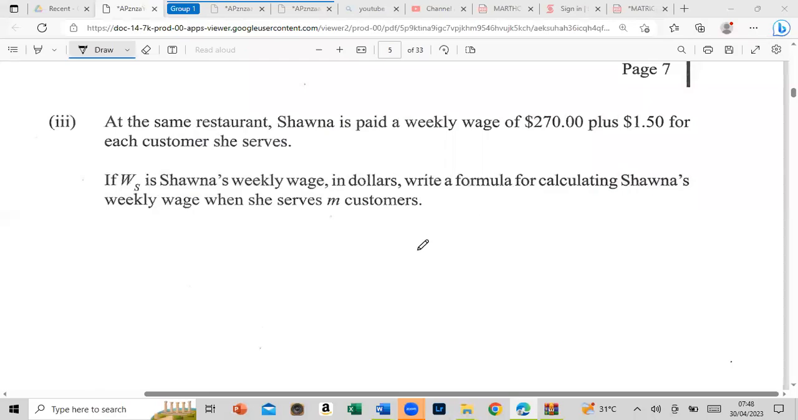All right. At the same restaurant, Shanna is paid a weekly wage of $270 plus $1.50 for each customer served. If W_S is Shanna's weekly wage in dollars, write a formula for calculating Shanna's weekly wage when she serves M customers. Do that for me now, guys.